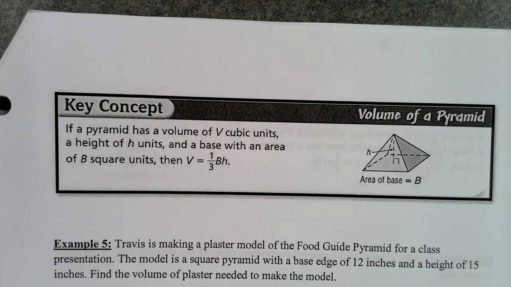So here we go. Travis is making a plaster model of the food guide pyramid for a class presentation. The model is a square pyramid, so the base is a square, with a base edge of 12 inches and a height of 15 inches. Find the volume of the plaster needed to make the model.